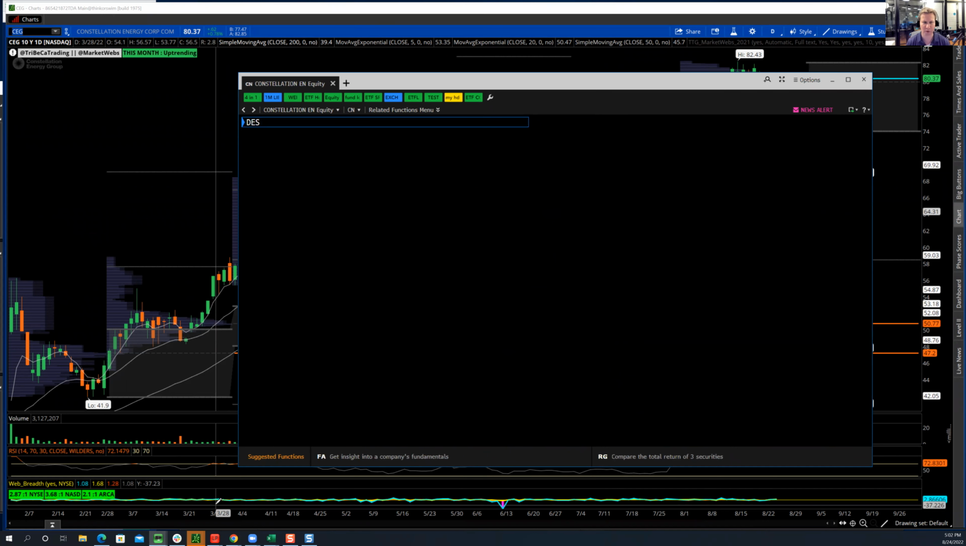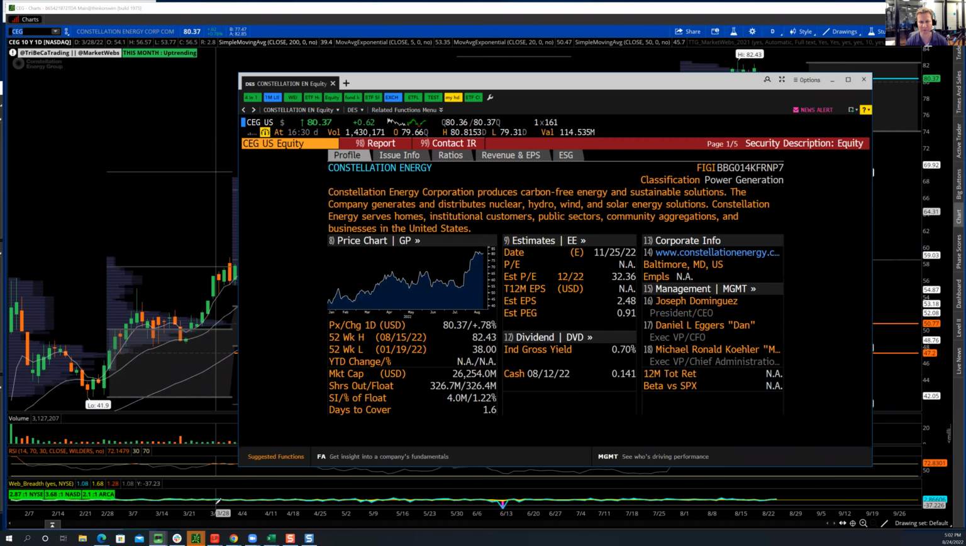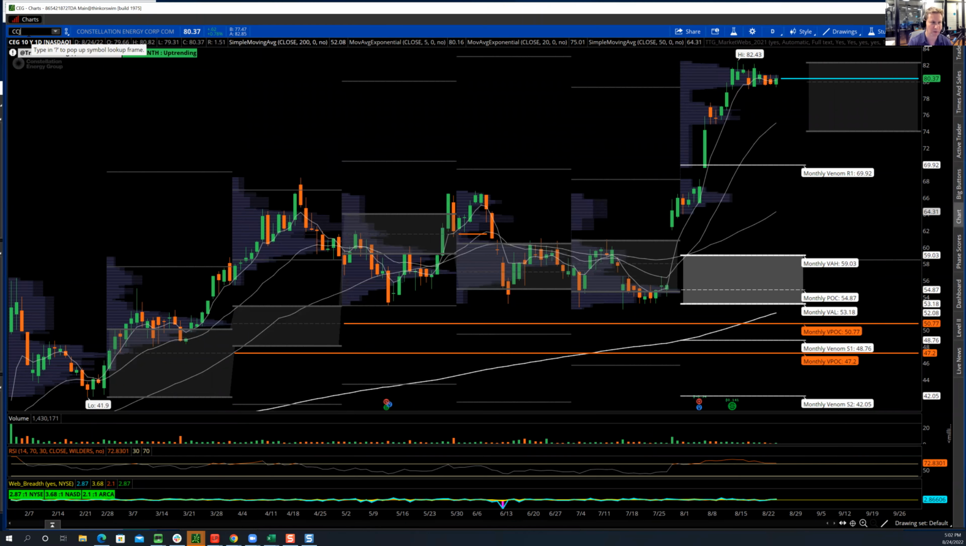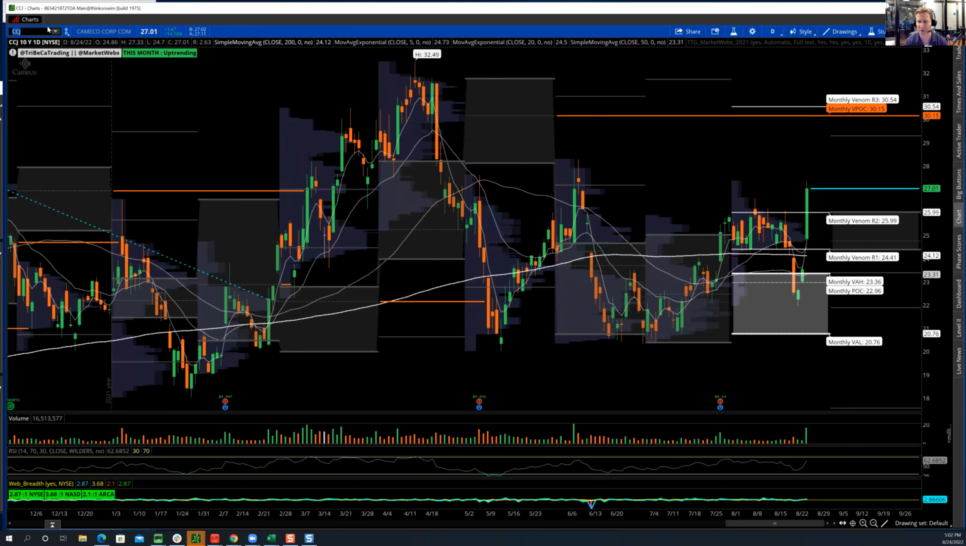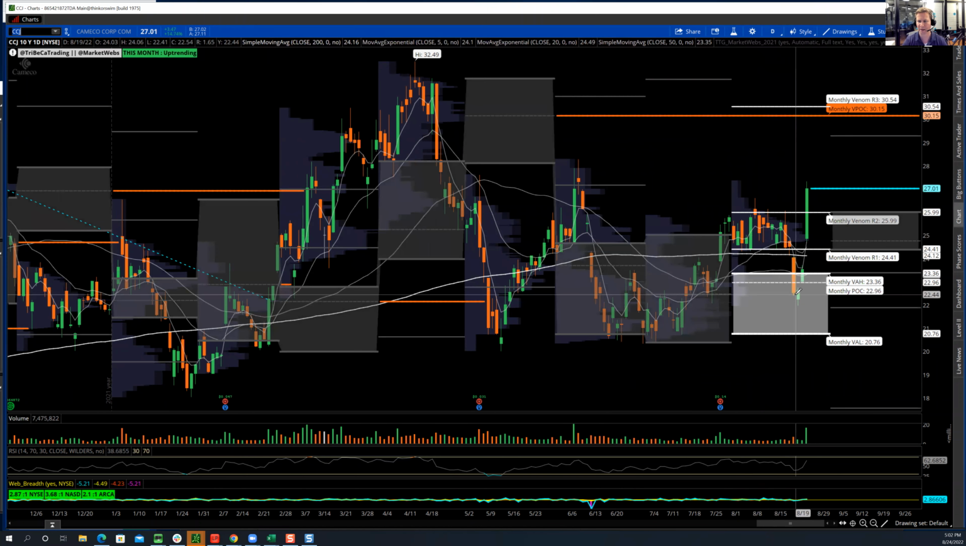I've talked about this company many times, but this is Constellation Energy. It's carbon-free energy and sustainable solutions. The company generates nuclear, hydro, wind, and solar energy. And I don't have it in my spreadsheet, but CCJ had a huge day today. The chart did not look great, by the way. Sometimes it's a little bit tricky. I would call this a pretty tricky setup. It actually looked like it was breaking down.